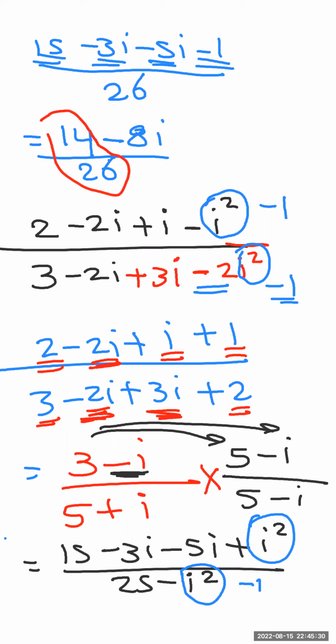This part over this part will equal 14 over 26. Simplify, divide by 2: 7 over 13 minus 8 over 26. Simplify, divide by 2. So it will equal 4 over 13i. That's it. Now it's in the simplest form.